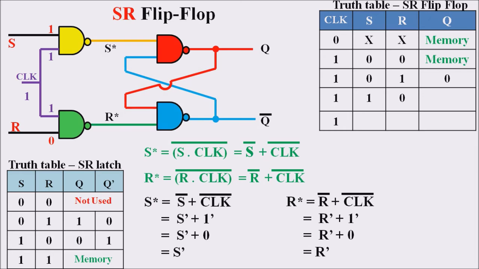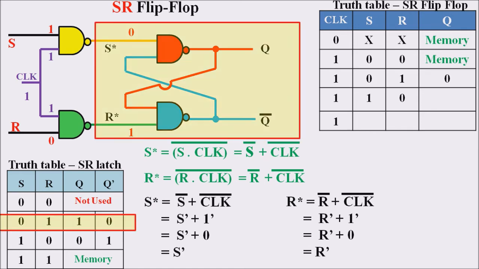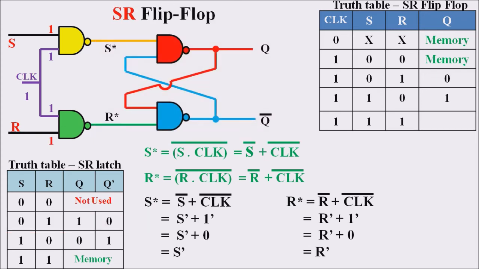So now we are moving towards the fourth condition, that is clock is equal to 1, S is equal to 1 and R is equal to 0. S equal to 1 results in S star equal to 0. R equal to 0 results in R star equal to 1. So now we have to check the truth table of the SR latch with S equal to 0, R equal to 1. So S equal to 0, R equal to 1 results in an output of 1. Thus, the SR flip-flop with clock equal to 1, S equal to 1 and R equal to 0 results in an output of 1.